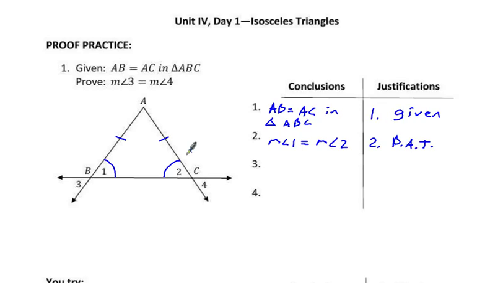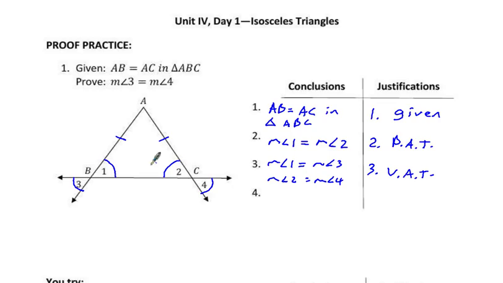As I look at the picture, what else do I know? Well, I know that angle 1 is congruent to angle 3. Angle 1 equals the measure of angle 3. And I look at 2 and 4, they are also congruent for the same reason. Measure of angle 2 equals the measure of angle 4. And the reason is the vertical angle theorem, which we already have been abbreviating as VAT.